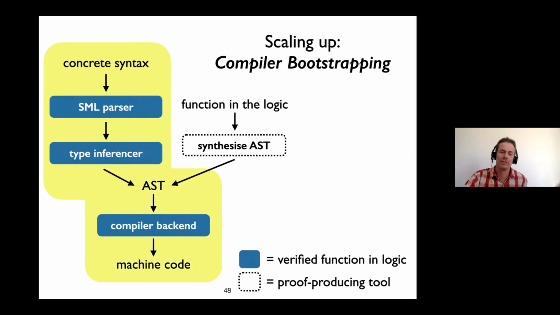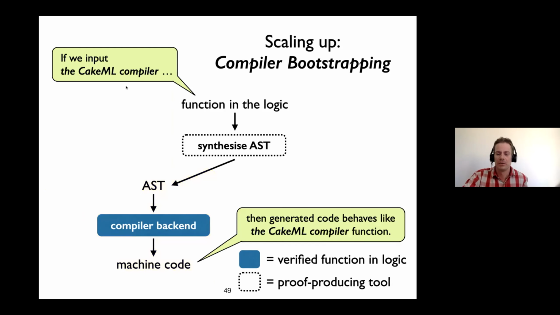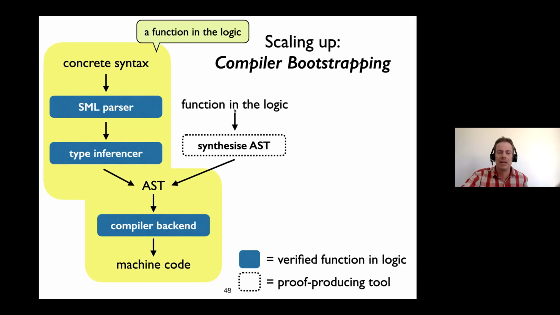And one of the things the CakeML project is famous for is that we have written a full end-to-end compiler that takes concrete syntax, parses it, does type inference on it, and generates code. And all of these are the blue boxes, so a function in logic. And notice that that's also the input for this part of the toolchain.